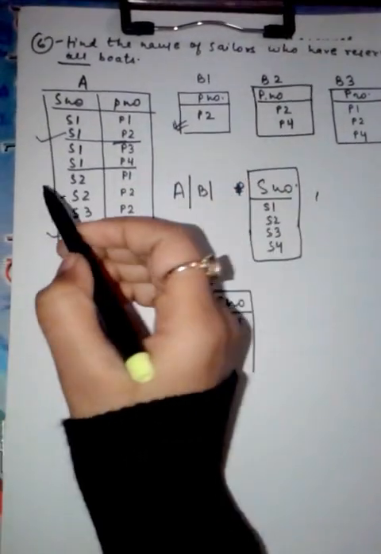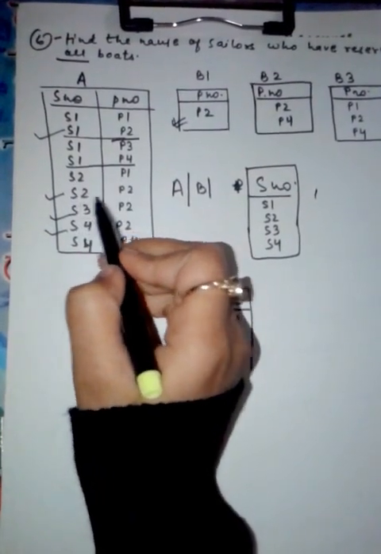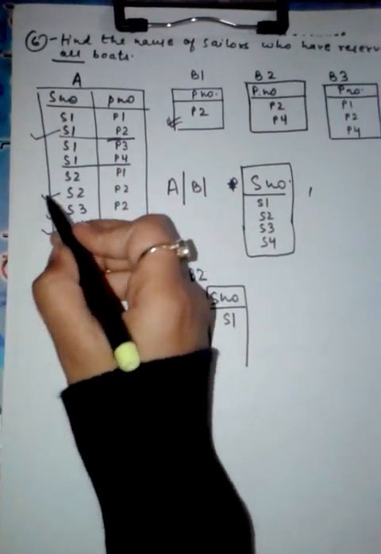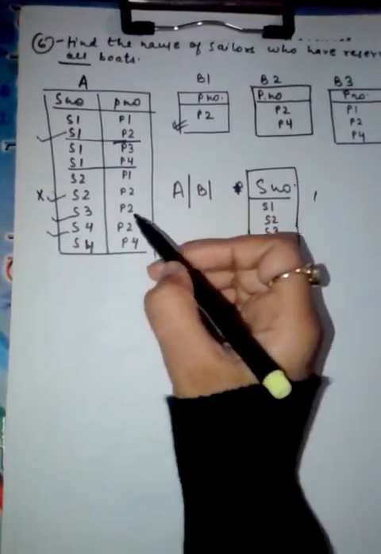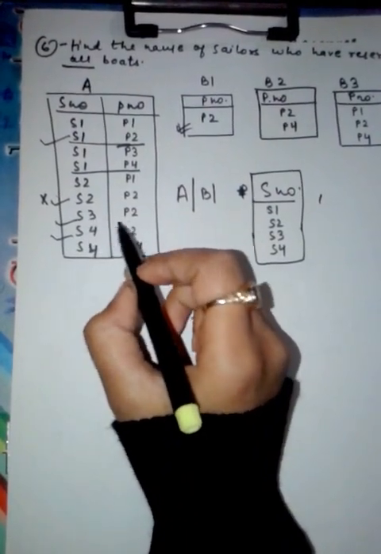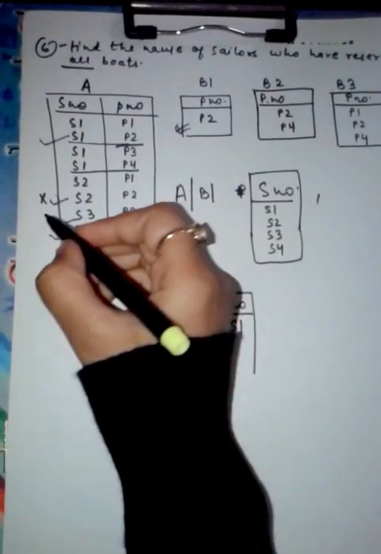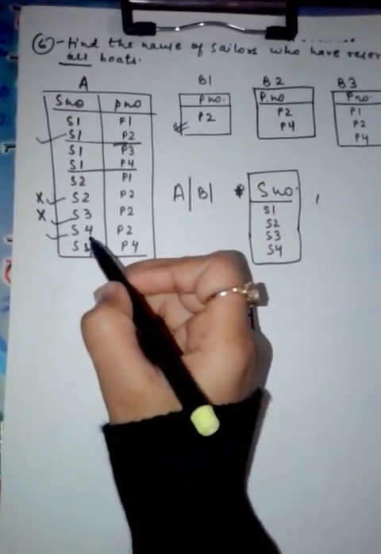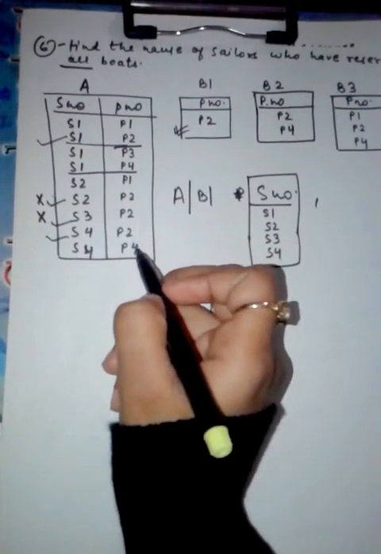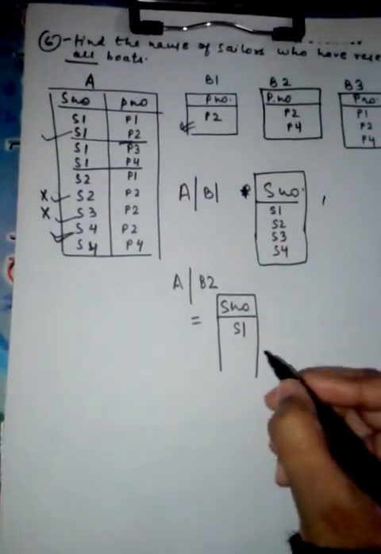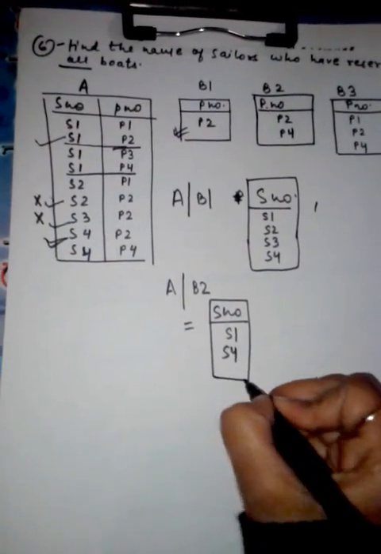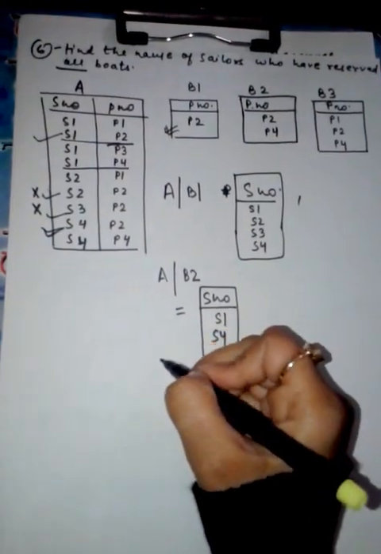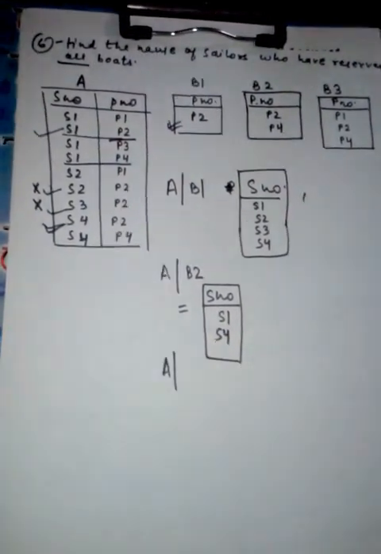So it will denote S1. Then let's proceed with S2. S2 contains P1, S2 contains P2, but S2 doesn't contain P4, so we don't write S2. Let's check for S3. S3 contains P2 but not P4, so it will not represent S3 also. Then let's check for S4. Yes, S4 contains both P2 and P4, so it will represent S4. So what will be the answer? Only S1 and S4.